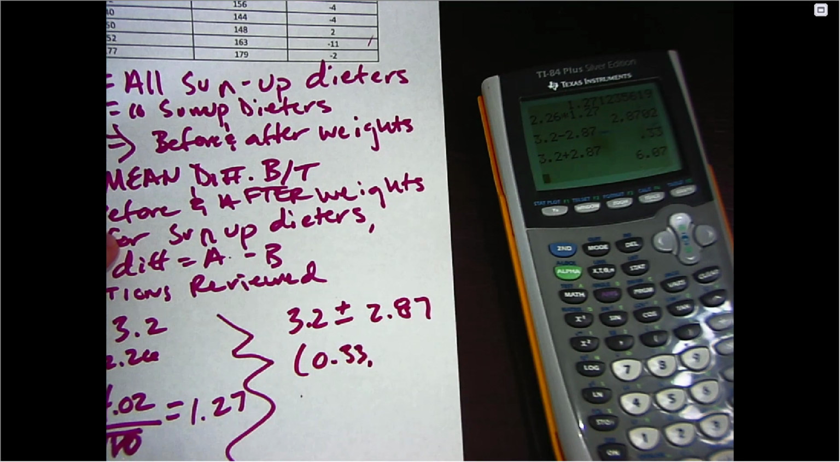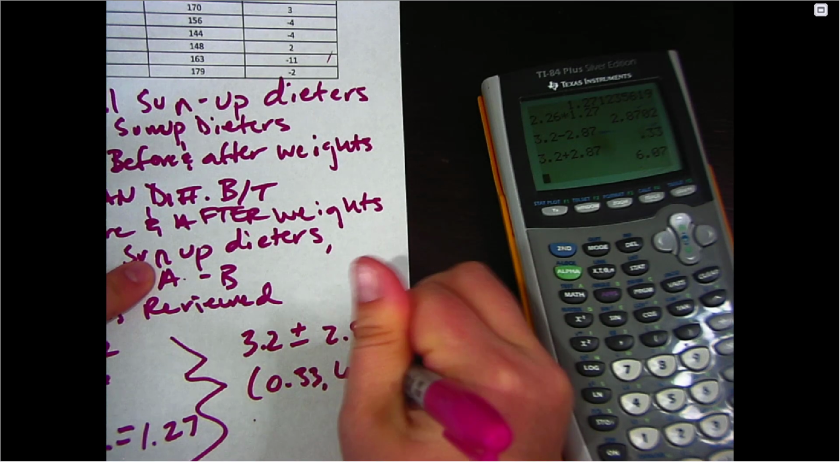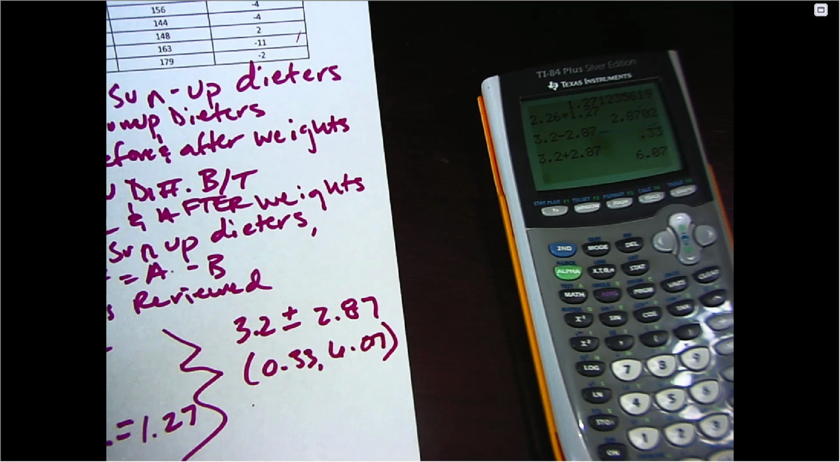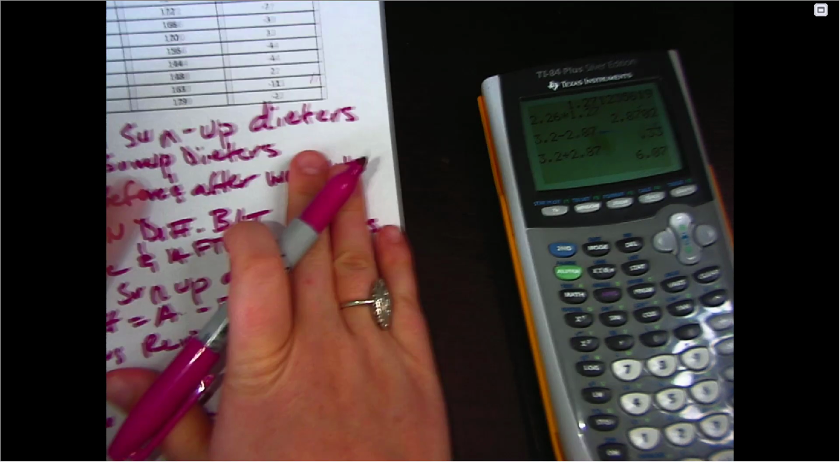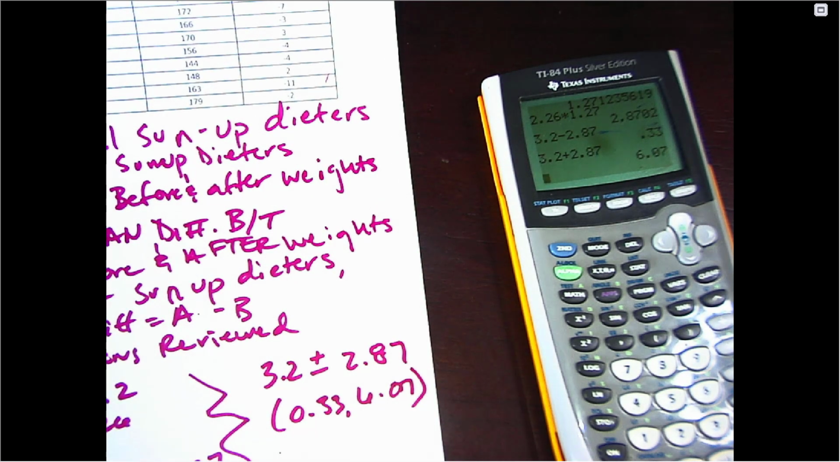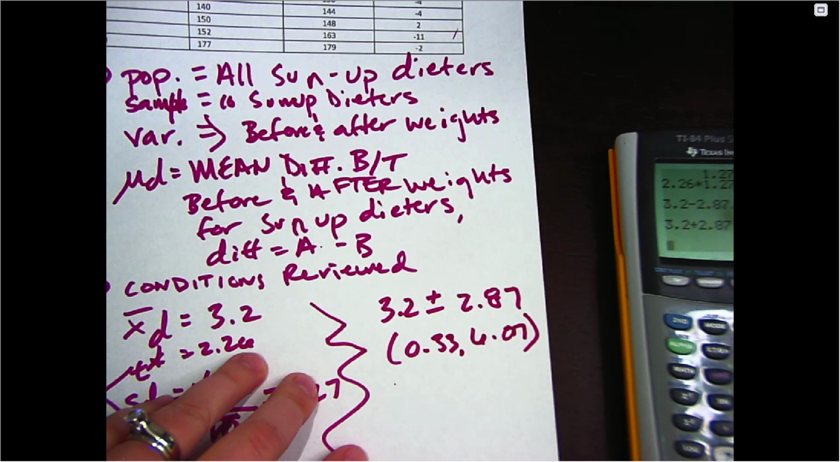So my interval ends up being 6.33 up to 6.07. Okay. Now, that's easy. That's a repeat from what we've done in the past. Now, a couple of things before I make this interpretation. Actually, I'll make the interpretation and then we can talk about what we're seeing.